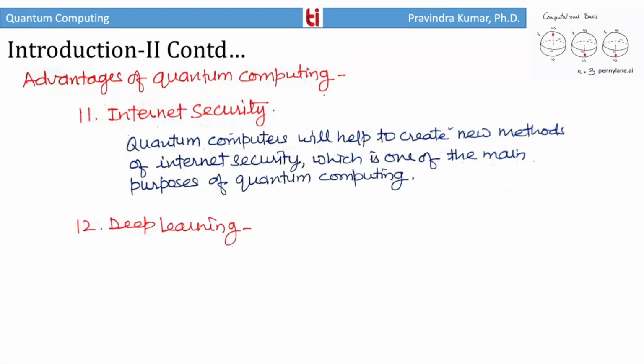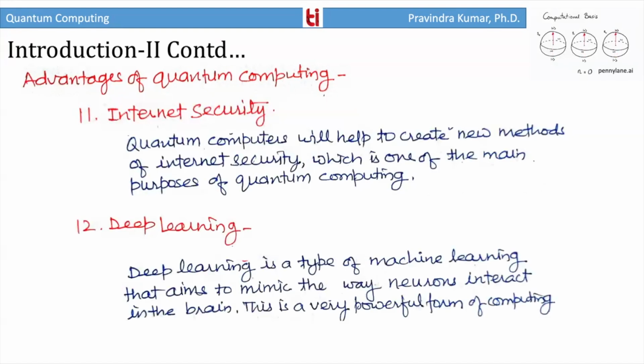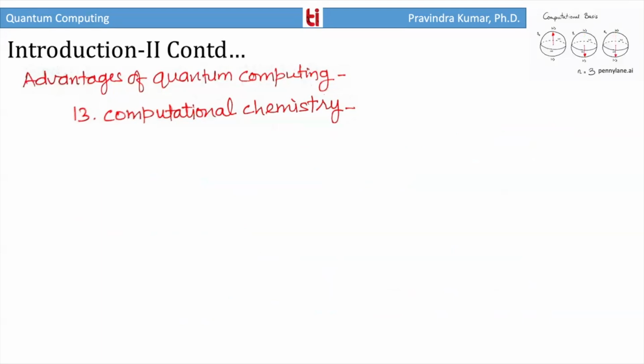Another advantage is in deep learning. Deep learning is a type of machine learning that aims to mimic the way neurons interact in the brain. This is a very powerful form of computing and quantum computers can be used for this computing. Another advantage is in computational chemistry. Quantum computers will also find new ways to solve problems in computational chemistry. This is because they can help us to model the chemical interactions of electrons and atoms in a computer model.